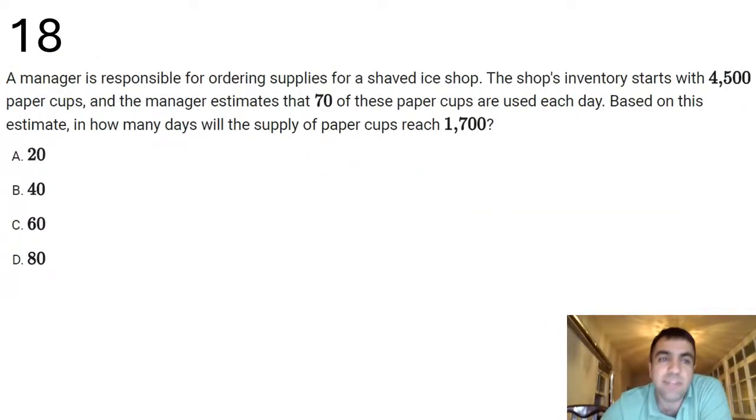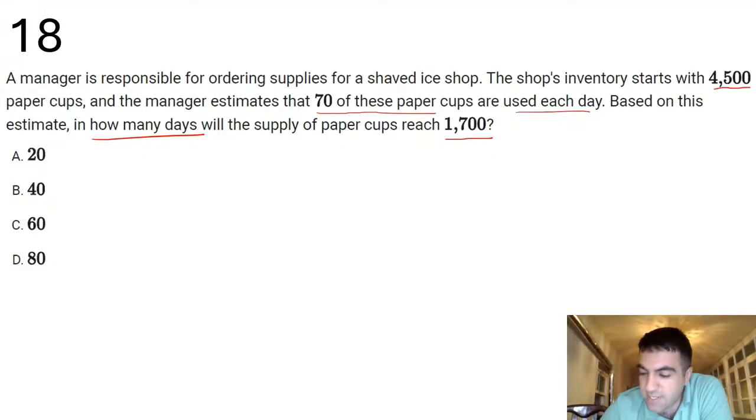18th question. Let me read the passage for you, I see these letters are small. A manager is responsible for ordering supplies for a shaved ice shop. The shop's inventory starts with 4,500 paper cups, and the manager estimates that 70 of these paper cups are used each day. Based on this estimate, in how many days will the supply of paper cups reach 1,700?